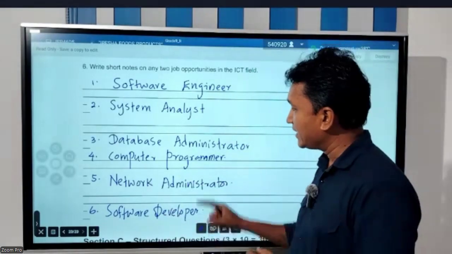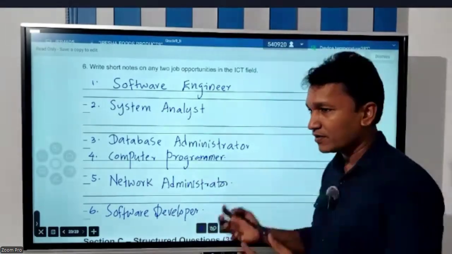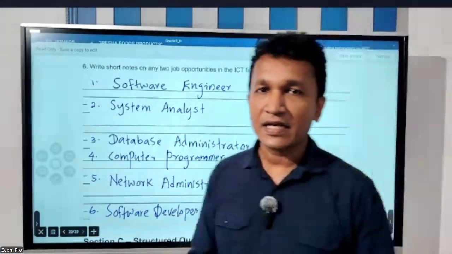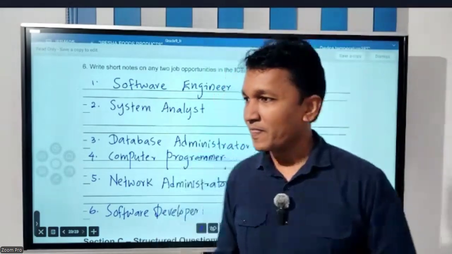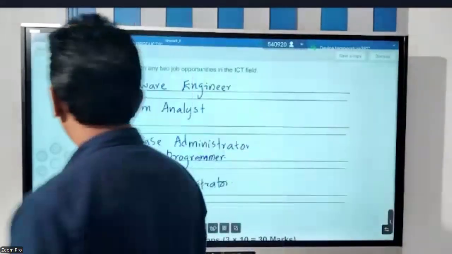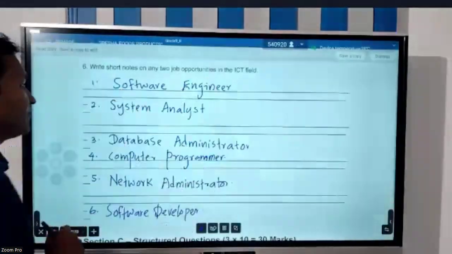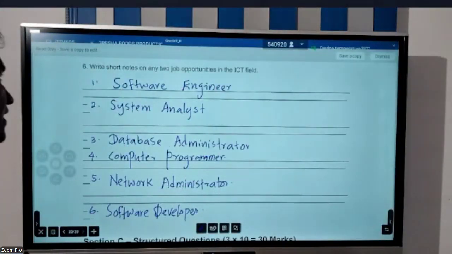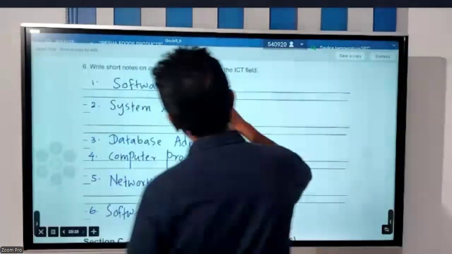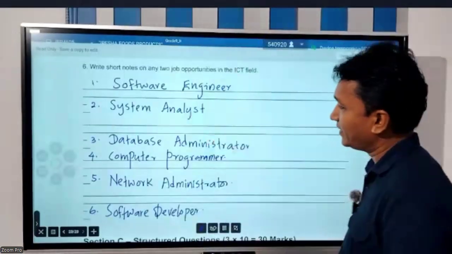Software developer is like a computer programmer. He is the one who develops the computer software. So those job opportunities are there in the IT field. One day you could become one of these people by learning ICT.